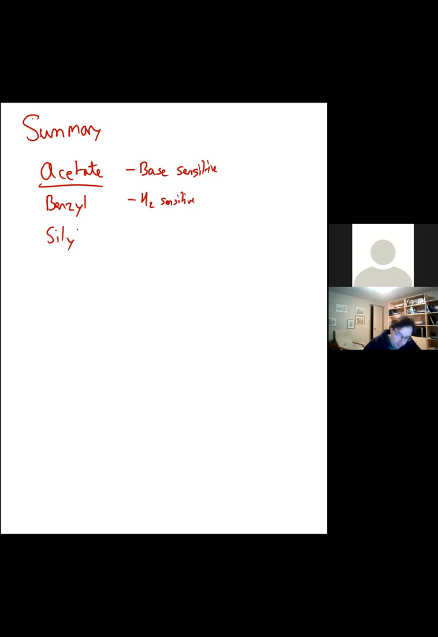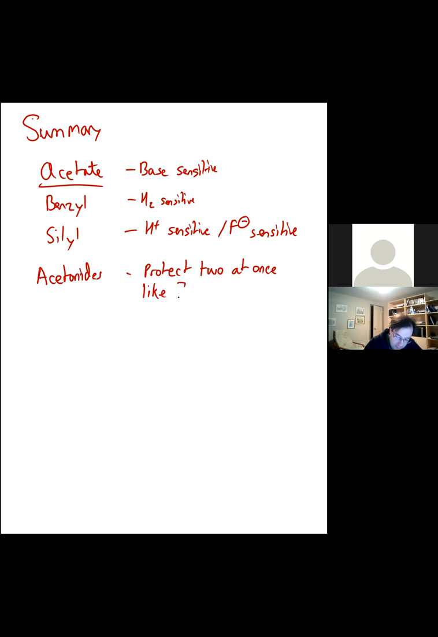Silyl, H plus sensitive, F minus sensitive. So you have to be a little bit careful because some of the conditions we have for glycosylation, we're using F minus, those are not suitable for use with the silyl protecting group. We had the acetonides, protect two at once.